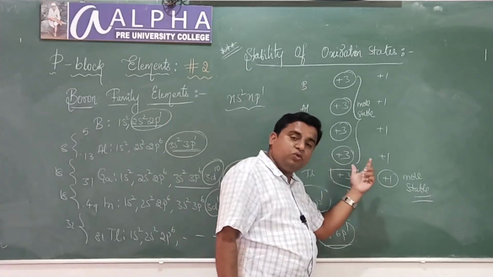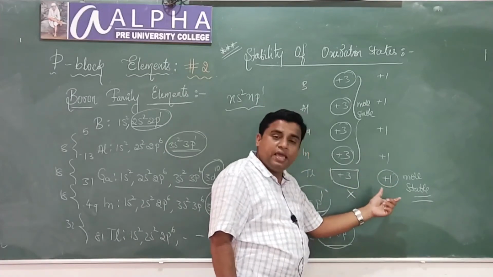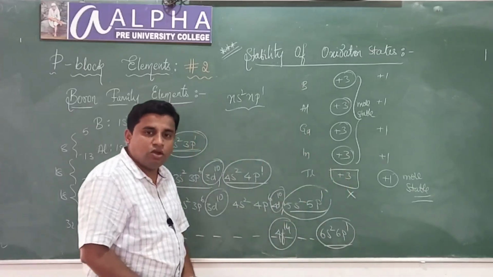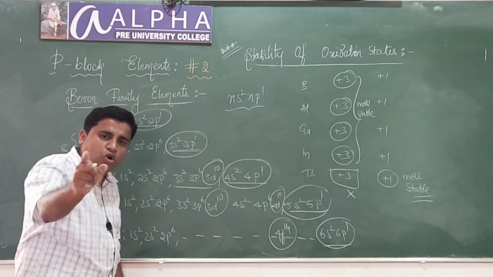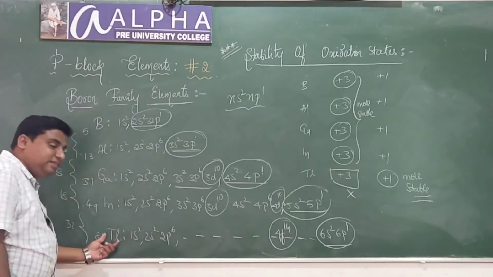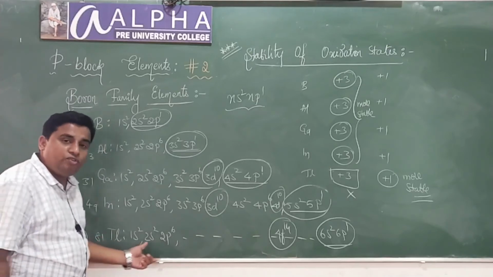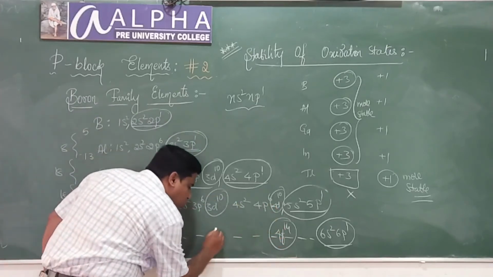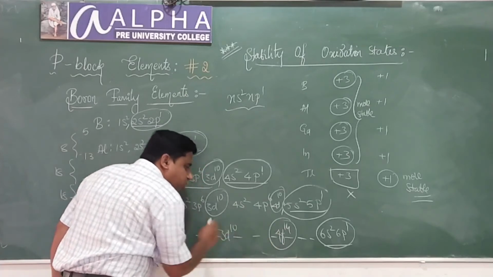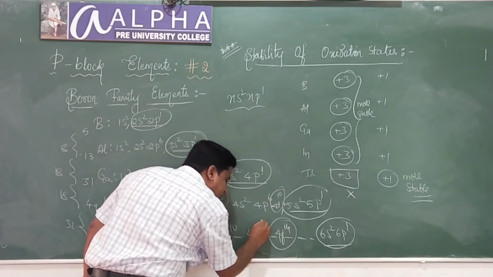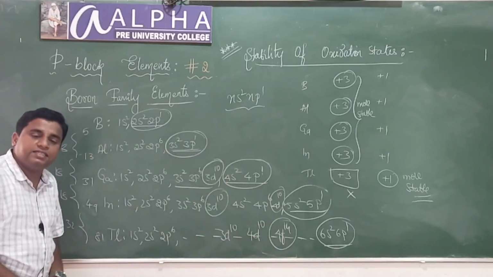Why does it want to be only in the +1 oxidation state? Why is it unstable in the +3 oxidation state? Guys, understand here. We spoke a lot about this. In thallium, because of the inner completely filled d orbitals, there will be both 3d10, 4d10 as well as 4f14. Understand this, guys.